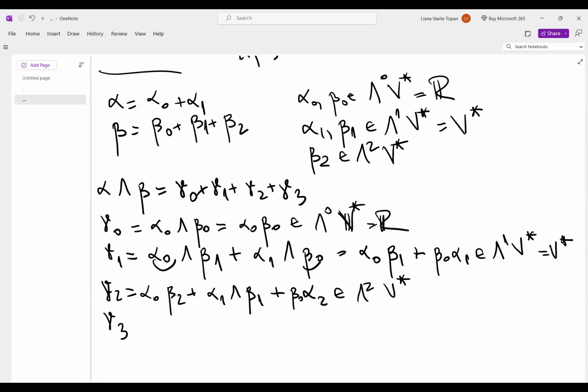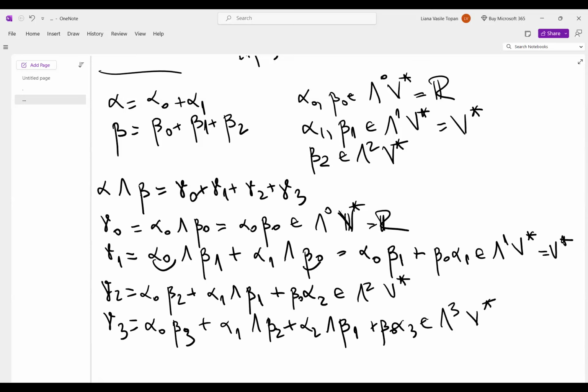And finally, gamma 3, all combinations for which the sum is 3. So you have 0 and 3. Then you have alpha 1 wedge beta 2. You have alpha 2 wedge beta 1. And you have alpha 3 wedge beta 0, which again is a number. So this will be a 3-form. Right? So I think it's clear now how we find the wedge product.